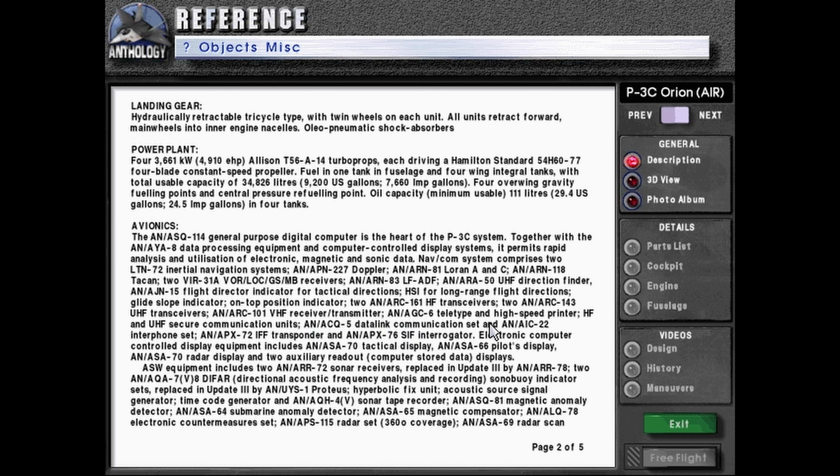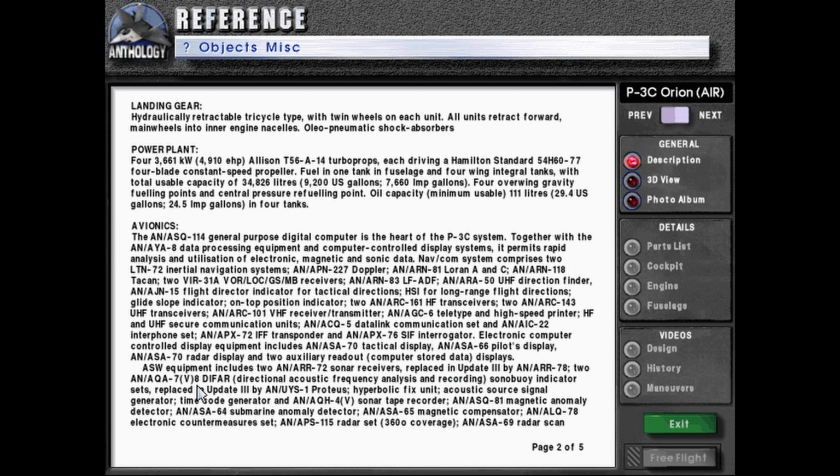AN/AGC-6 teletype and high-speed printer, HF and UHF secure communication units, AN/ACQ-5 data link communication set, and AN/AIC-22 interphone set, AN/APX-72 IFF transponder, and AN/APX-76 SIF interrogator. Electronic computer controlled display equipment includes AN/ASA-70 tactical display, AN/ASA-66 pilot's display, AN/ASA-70 radar display, and two auxiliary readouts for computer stored data displays.